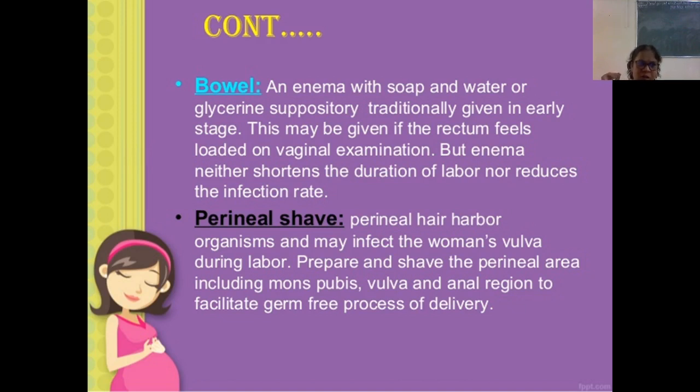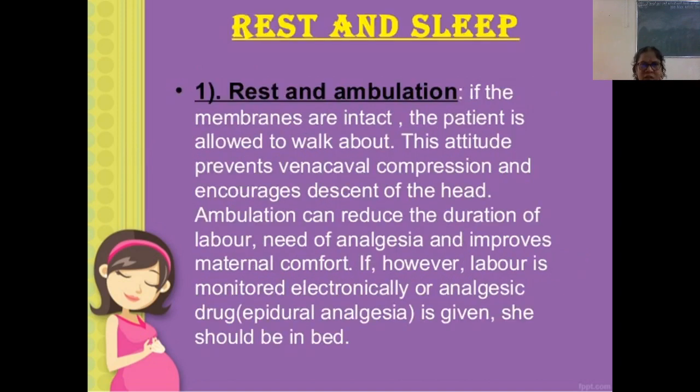Then perineal shave. Perineal hair harbors organisms and may infect the woman's vulva during labor. That is why we have to prepare and shave the perineal area including mons pubis, vulva and anal region to facilitate germ-free process of delivery. Rest and sleep. Next, rest and ambulation. If the membranes are intact, the mother is allowed to walk about. This attitude prevents vena cava compression and encourages descent of the fetal head. Ambulation can reduce the duration of labor, need for use of analgesia and improves maternal comfort. If, however, labor is monitored electronically and analgesic drug is given, the mother should be placed on bed.